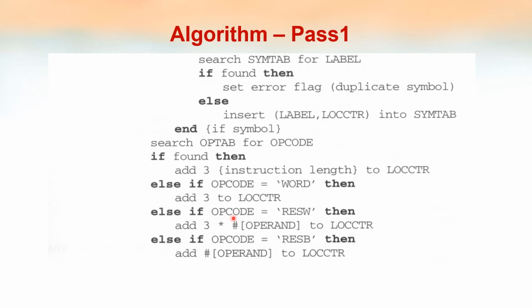Then else if opcode equal to reserve word. Reserve word means we are reserving that many number of words. One word is 3 bytes, so how many values are there, multiplied by 3. Add 3 multiplied by the operand value to the location counter. Else if opcode equal to reserve byte, directly add that value. Add the operand value to the location counter.